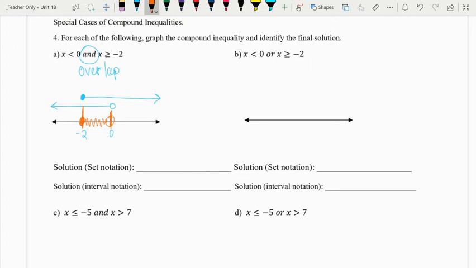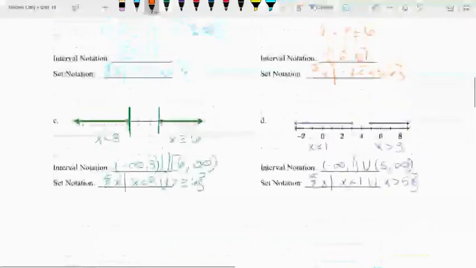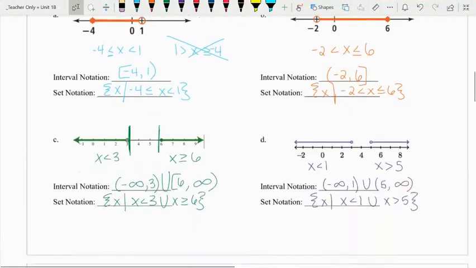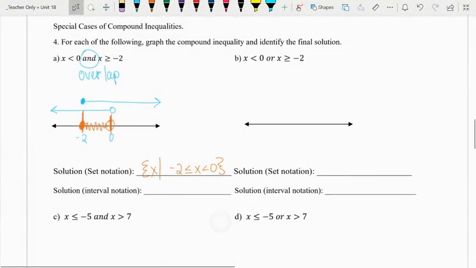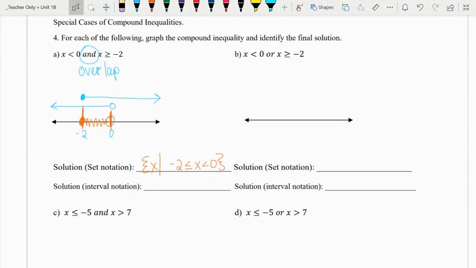This is a typical one for an AND problem, but that's not always the case. So set notation would mean that x is in between negative 2 and 0, exactly like what we saw on the first 2. Our interval notation, just like before, farthest to the left is -2, farthest to the right is 0.